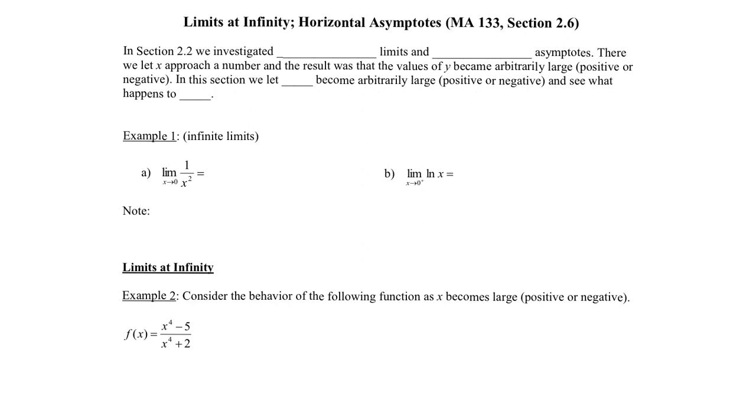In section 2.2 we investigated infinite limits and vertical asymptotes. There we let x approach a number, and the result was that the values of y became arbitrarily large, positive or negative. In this section, we let x become arbitrarily large, positive or negative, and see what happens to y. So let's look at example 1.